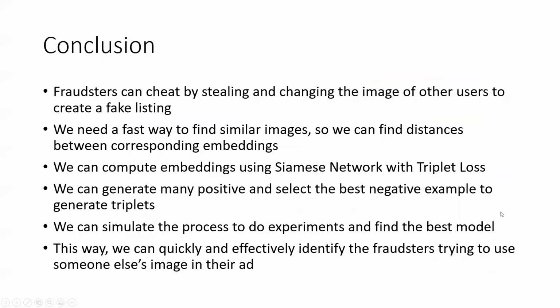So yeah, in the end, we found out that a fraudster can cheat by stealing and changing the image of another user to create a fake listing. And we need a fast way to find similar images. So we can find distances between these embeddings.